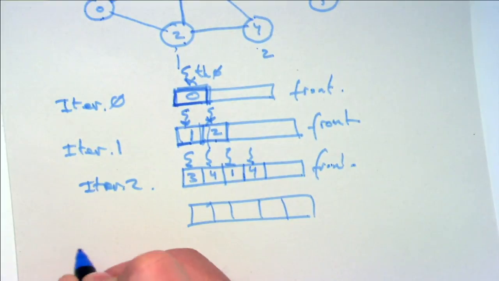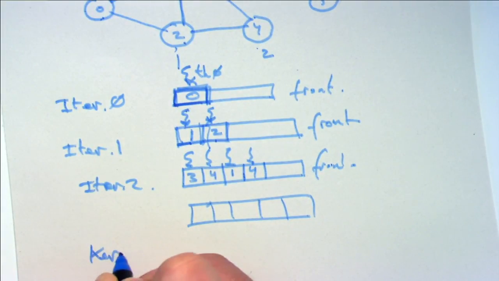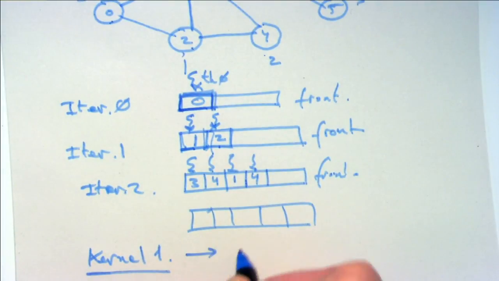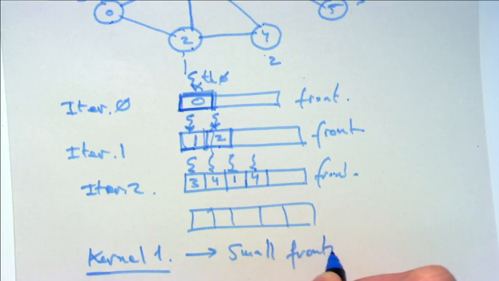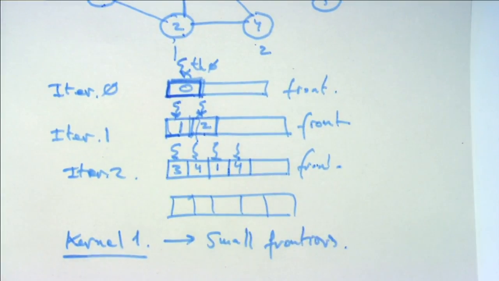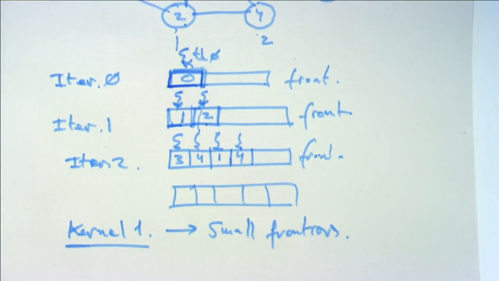So when I talk about kernel 1 in the slides, I mean a kernel with very small frontiers. The good thing about having very small frontiers is that we don't need to terminate the kernel, because we are only going to use 1 thread block.